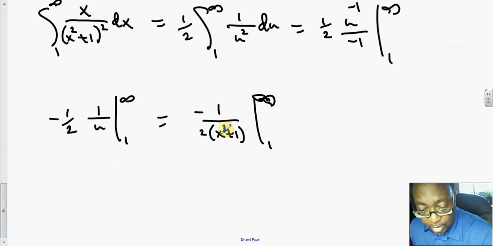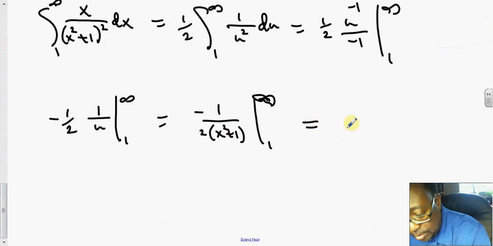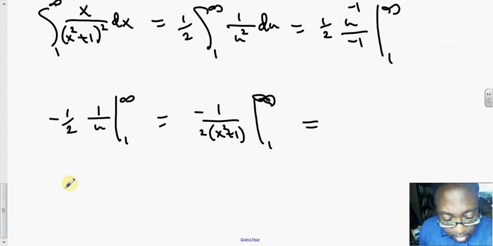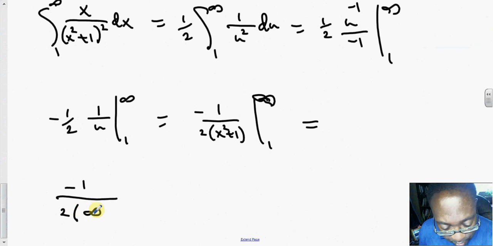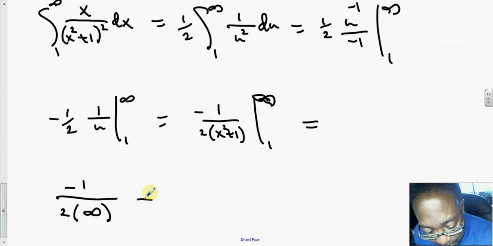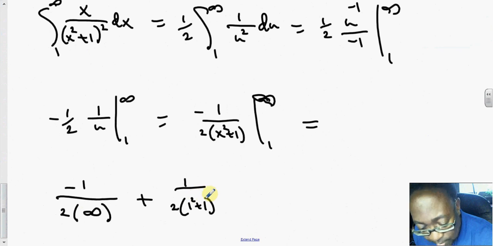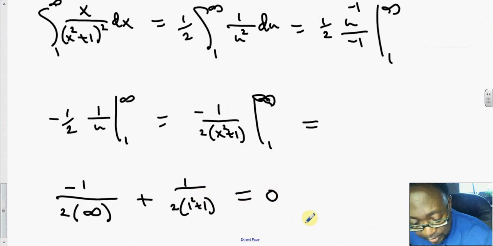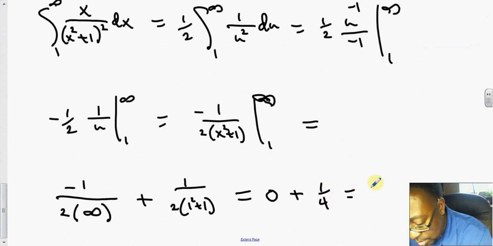Now when you evaluate this denominator, that x term at infinity, that first part, this is -1 over 2 times, if you will, infinity. Well, 1 over infinity goes to 0, and this becomes plus 1 over 2 times the x evaluated at 1. This is 1 squared plus 1, right? So I get 0 plus, this is 1/4. And that gives me 1/4.